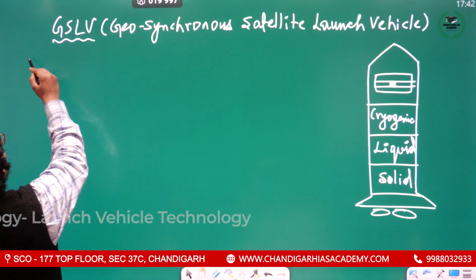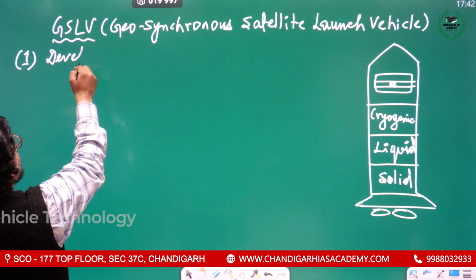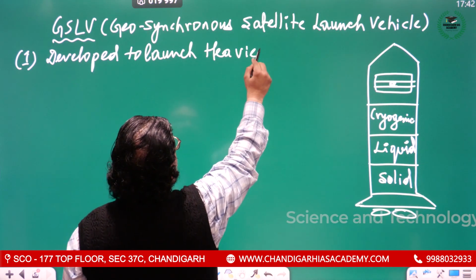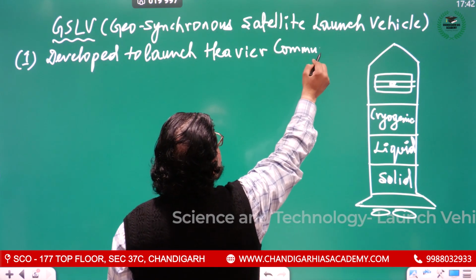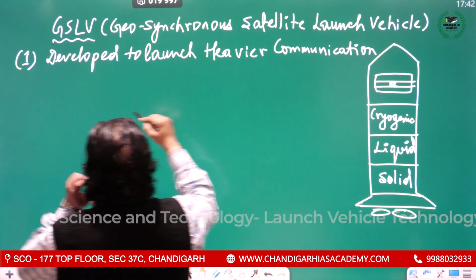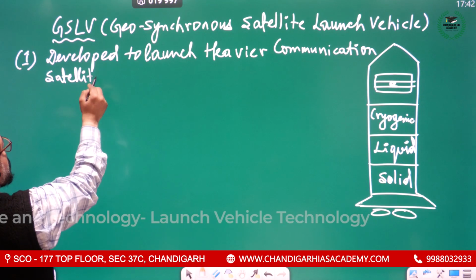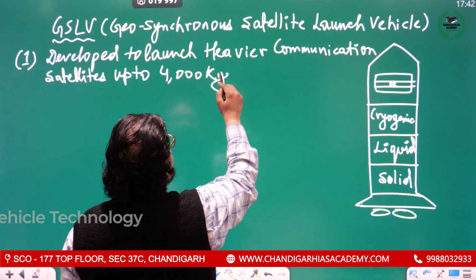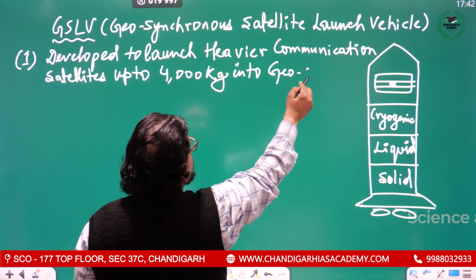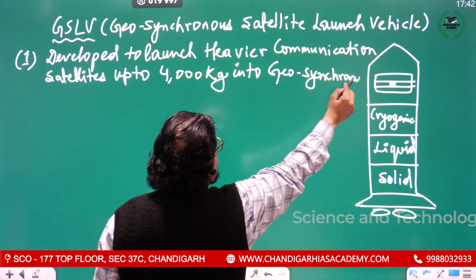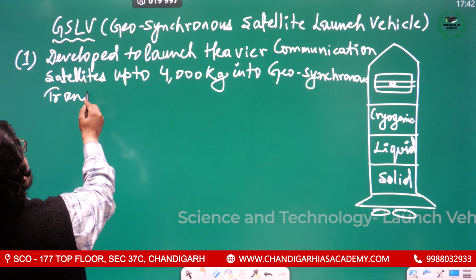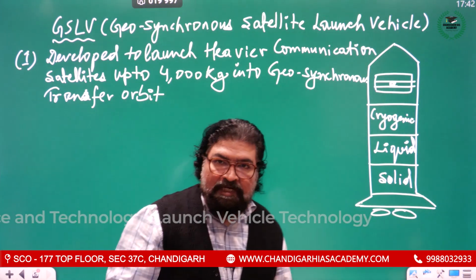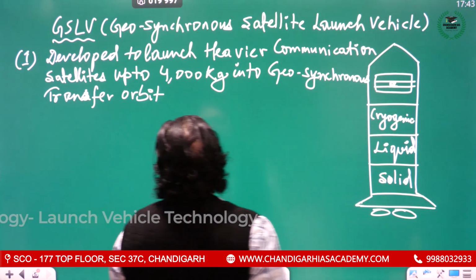So what is the first thing here? Developed to launch heavier communication satellites, like GSAT, inside the GSAT series communication satellites, up to 4,000 kilogram or 4 ton into geosynchronous transfer orbit, GTO, which helps us to maneuver the satellite into the geostationary orbit, right? GTO.